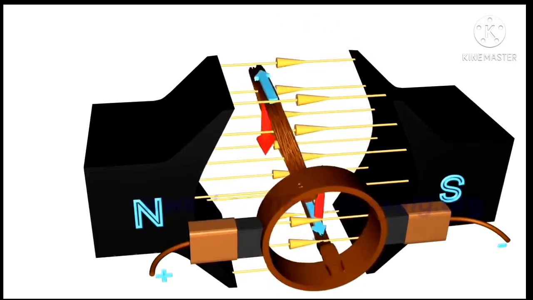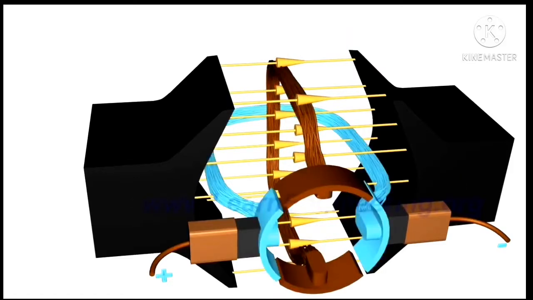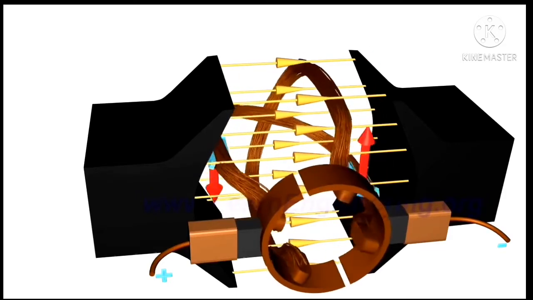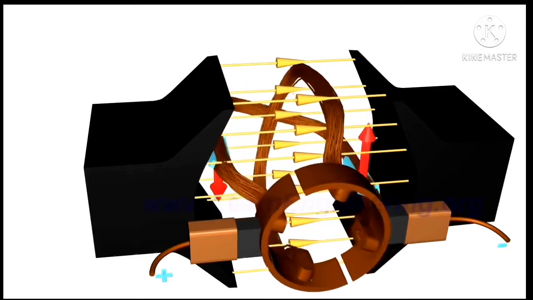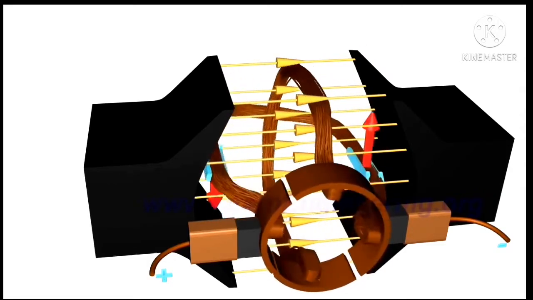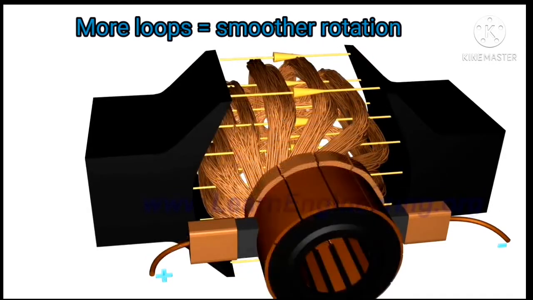Here is a way to overcome this problem. Add one more loop to the rotor with a separate commutator ring for it. In this arrangement, when the first loop is in a vertical position, the second loop will be connected to the power source so that motor force is always present in the system. Moreover, the more loops there are, the smoother the motor rotation.